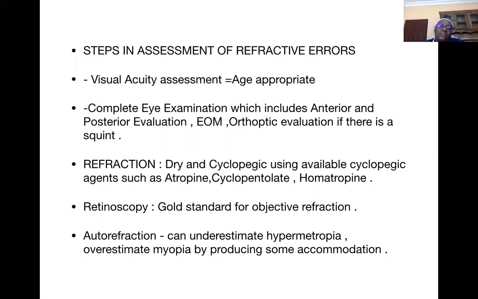And then the gold standard for refraction is retinoscopy. The retinoscopy, the streak retinoscopy, is still the gold standard for an objective refraction. Yes, there is availability of autorefractors, but we know the problems with children getting them on the autorefractor. They might not even be able to put their chin, their height might not be adequate. And then even the autorefraction can underestimate hypermetropia in some cases and overestimate myopia, because it produces some form of convergence and some accommodation, which can underestimate the hypermetropia and overestimate the myopia if the child has myopia.